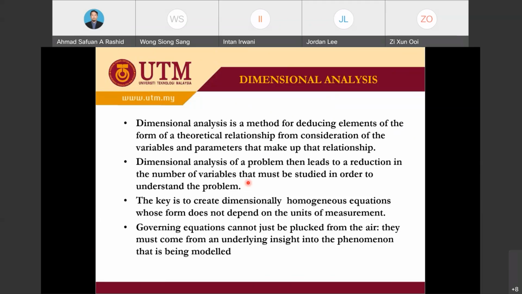Governing equations cannot just be plucked from the air. They must come from an underlying insight into the phenomenon that is being modeled. It means that we need to understand the fundamentals of the problem. In order to understand it, we need to refer to the background of the problem, or to the theoretical view that discusses that problem.